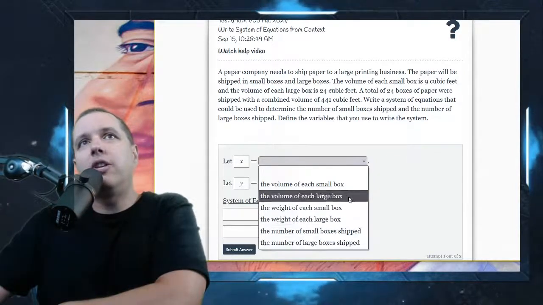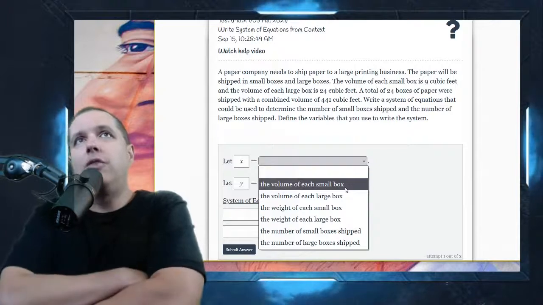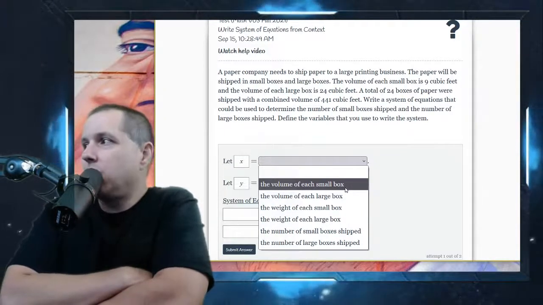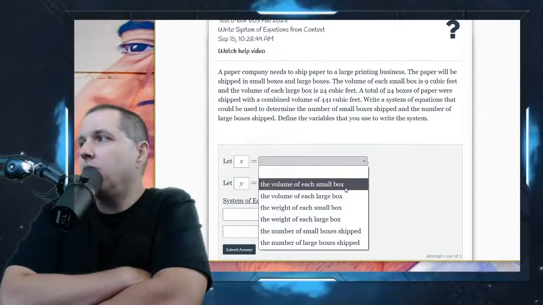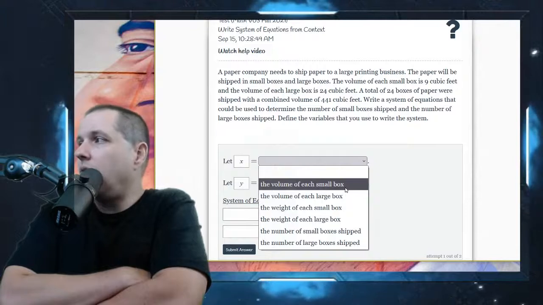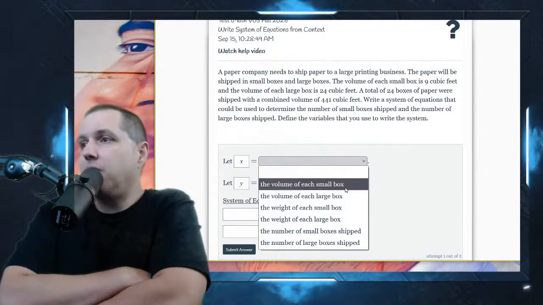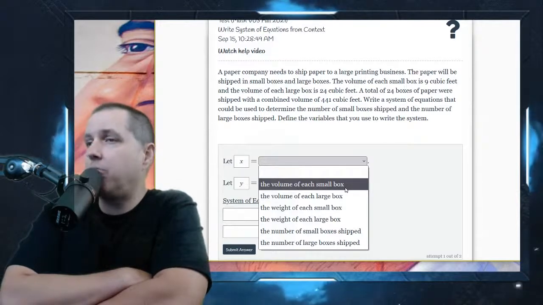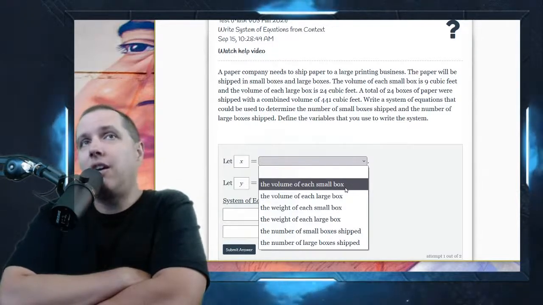Well, let's look at the first two. The volume of the small box. Well, we already know the volume of the small box. That was given in the problem, right? So why would we solve for something that we already know? That would be silly. We spend a bunch of time to figure out that the small box is 9 cubic feet. That's given in the problem. So it's definitely not that.